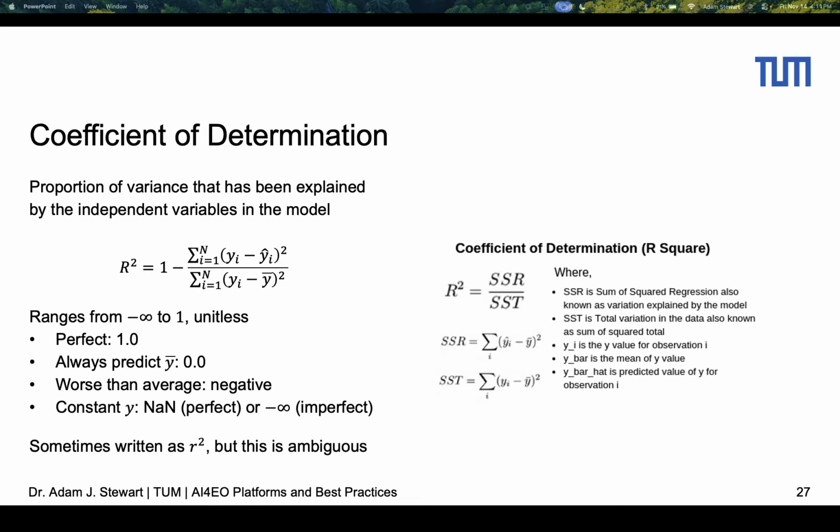Sometimes you will see lowercase r squared. Please don't do this ever, because it's really not clear if you mean the coefficient of determination or you mean Pearson's correlation coefficient squared. So usually that is just ambiguous. Don't do that. It's either lowercase r or capital R squared.